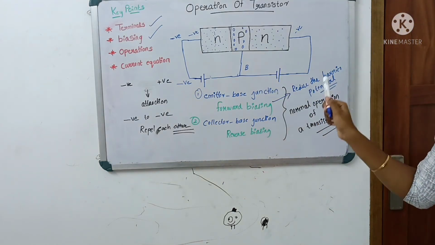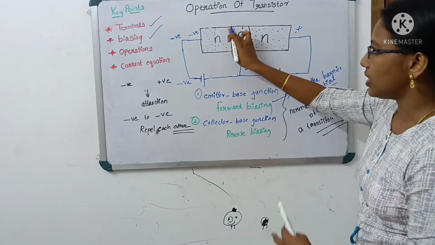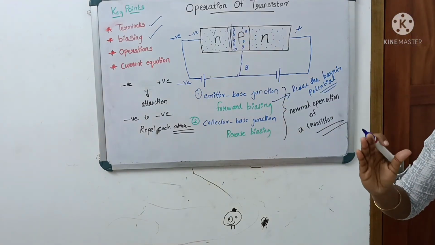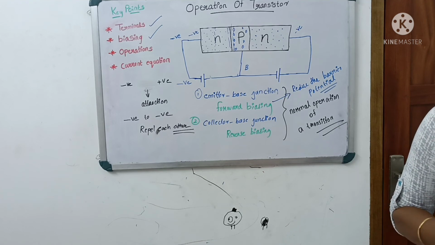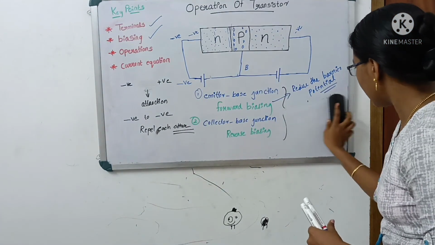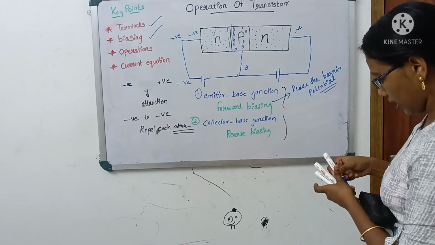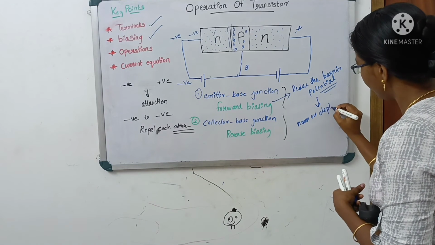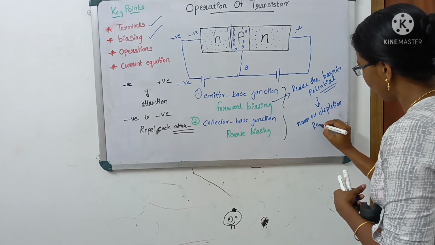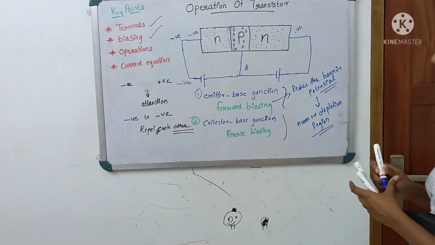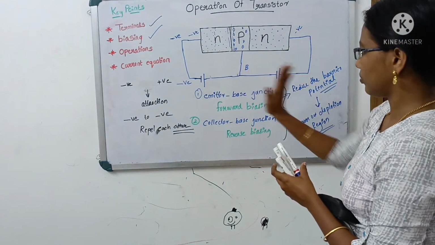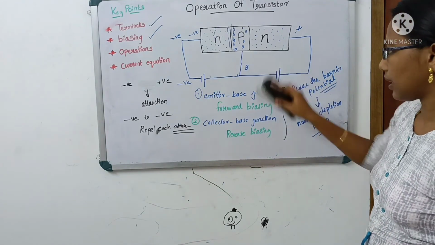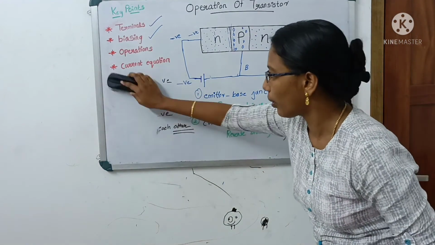When the barrier potential is reduced, the depletion region here becomes a narrow depletion region. So we write that: narrow depletion region. Okay. We are discussing only the emitter base junction. Next we will move on to the collector base junction, so I will rub out all these points.